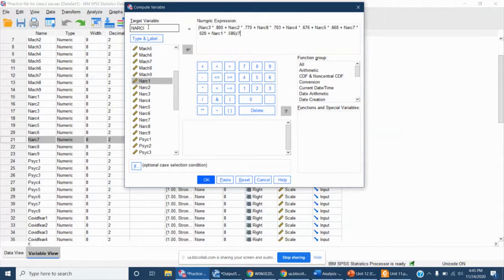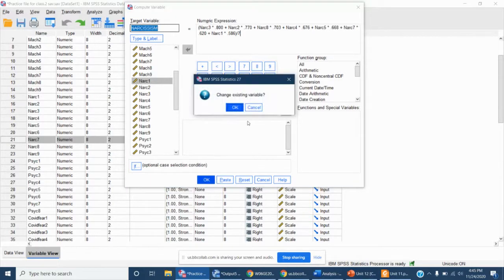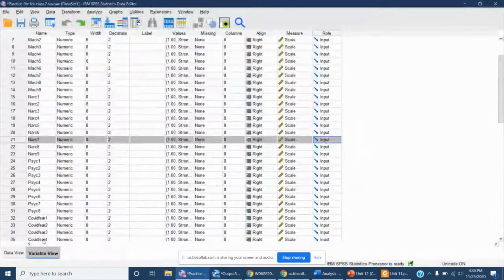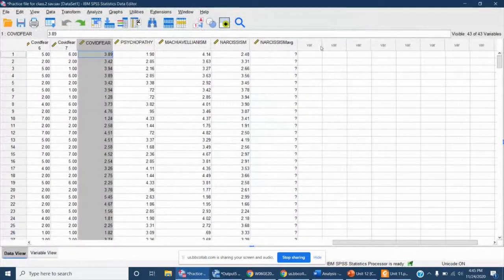So the target variable is narcissism. I'm creating a new index, and this index will be a singular value which will denote all the other questions in narcissism. So all the 7 questions under the narcissism factor will now be represented by a singular value. I will click OK. I have already created it, but I will just say it. So now a new variable will be created here, narcissism.